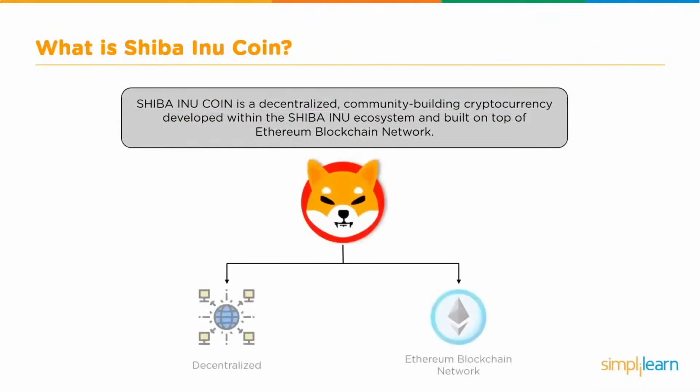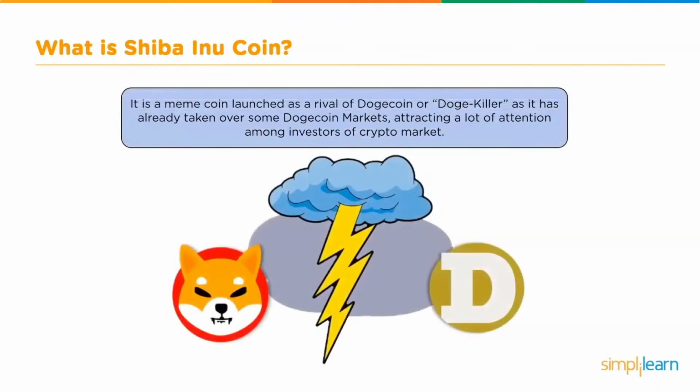Shiba Inu coin is a decentralized community building cryptocurrency, or we can say an experiment developed within the Shiba Inu ecosystem and built on top of the Ethereum blockchain network, like many other coins. It is a meme coin launched as a rival of Dogecoin, or Doge Killer. Both Dogecoin and Shiba Inu coin were made in a humorous manner, but Shiba Inu coin has already taken over some Dogecoin markets, attracting a lot of attention and rising as a popular choice among investors, especially after the market crash of cryptos like Bitcoin and Ethereum.